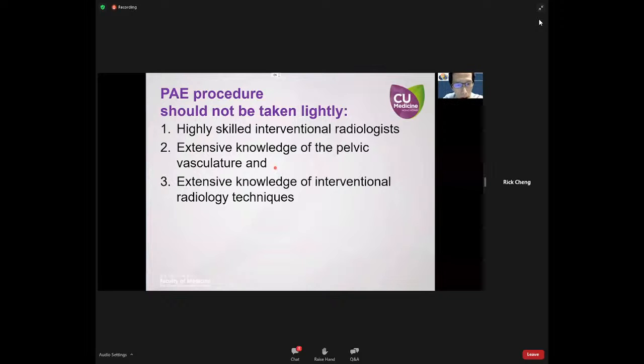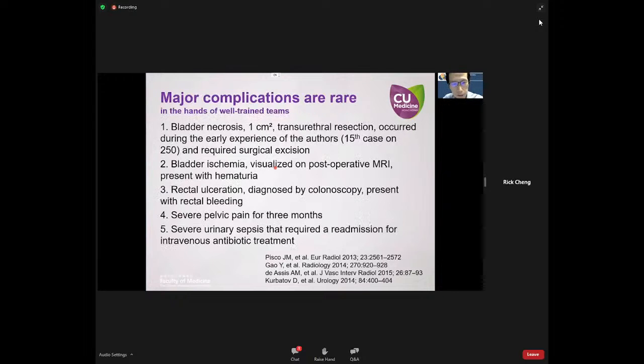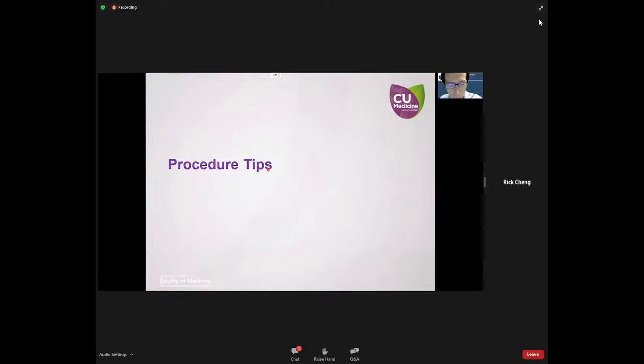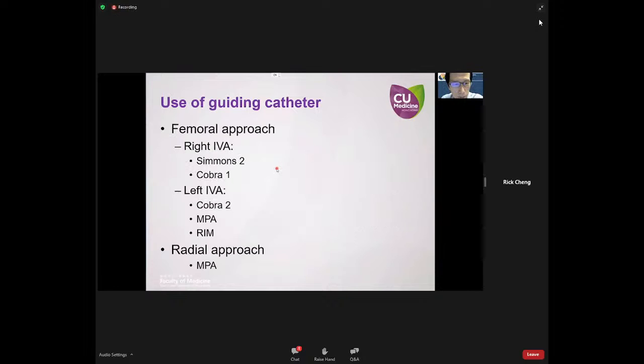So we take each procedure very seriously, and with that, we know that these procedures are associated with only mild and transient adverse effects, relatively safe. Major complications are rare, provided we do it properly. So these are procedure tips. First of all, we use a guiding catheter, and that will support the microcatheter well. That will facilitate advancement of the microcatheter.